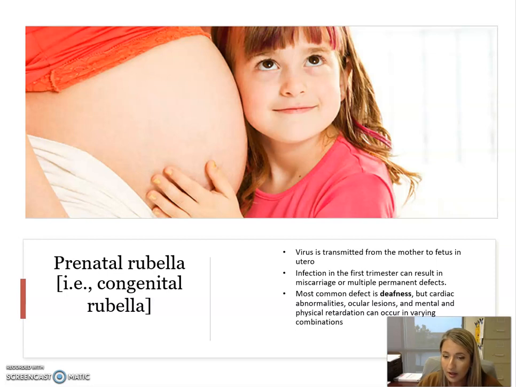So there's a variety of different complications that can happen, but the most common, and the reason why I have it bolded, is deafness. So deafness is the most common defect that can result from a fetus being infected with the rubella virus during embryonic development. There are other things that can happen, like cardiac abnormalities, ocular lesions, which could potentially lead to blindness, and then various different mental and physical defects. But deafness is certainly the most common.